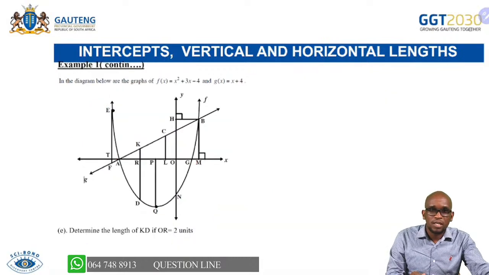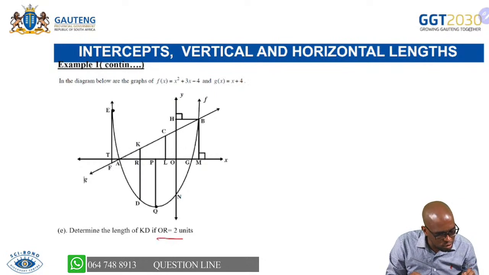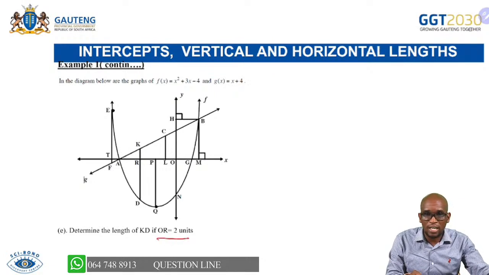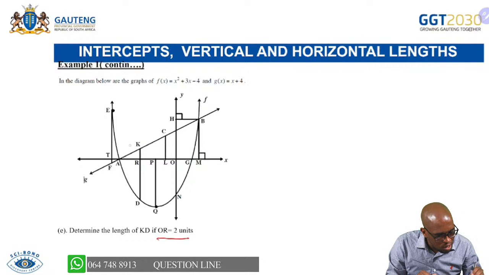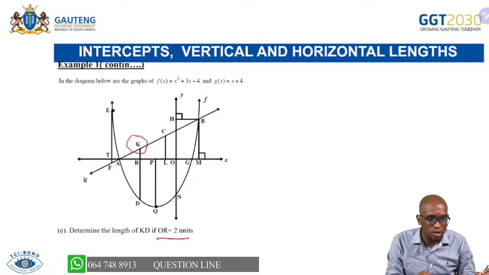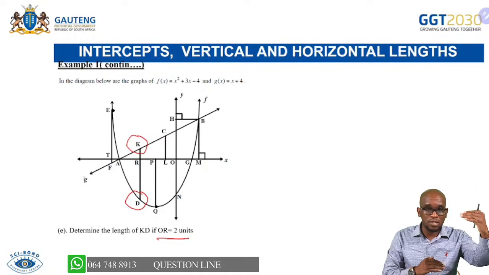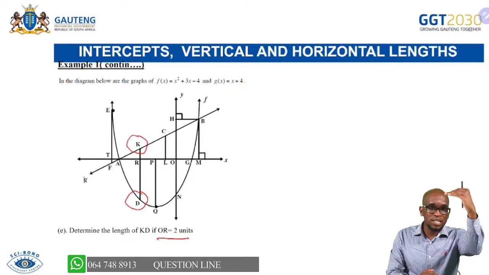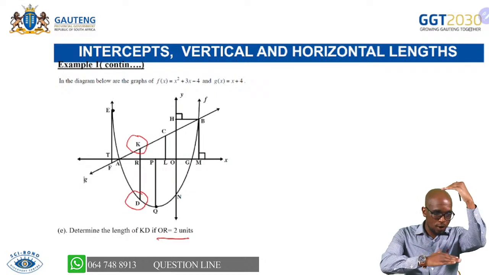Moving on, determine the length of KD if OR is 2 units. So we're just going to look at K and D. Try to trace K and D on the graph. Now K, you can see it's on the straight line. D, you can also see it's on the parabola. Now grade 12s, if you want to work out the distance between two graphs, because it's the linear function on top and the quadratic function on the bottom.